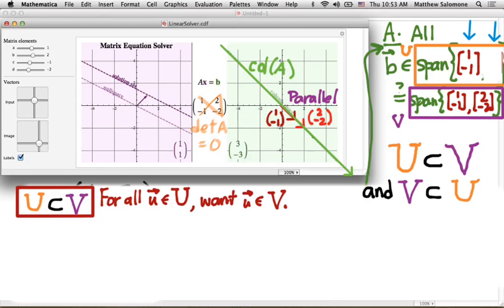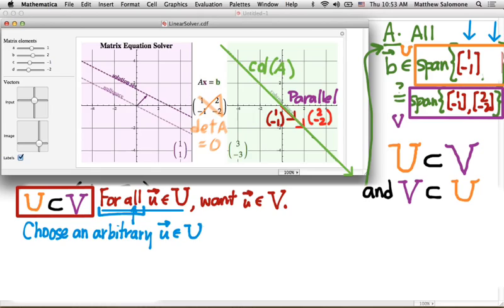So how do you begin a proof like this? If I want to begin the proof of this statement, for all vectors u in the set capital U, we want to show that u belongs to V. So where does this proof begin? We're trying to prove a universal statement here, for all vectors little u. So what should we do first? We should choose an arbitrary u. And I'm saying arbitrary here so that our conclusion will be true for all vectors u. So choose an arbitrary u in the set capital U.